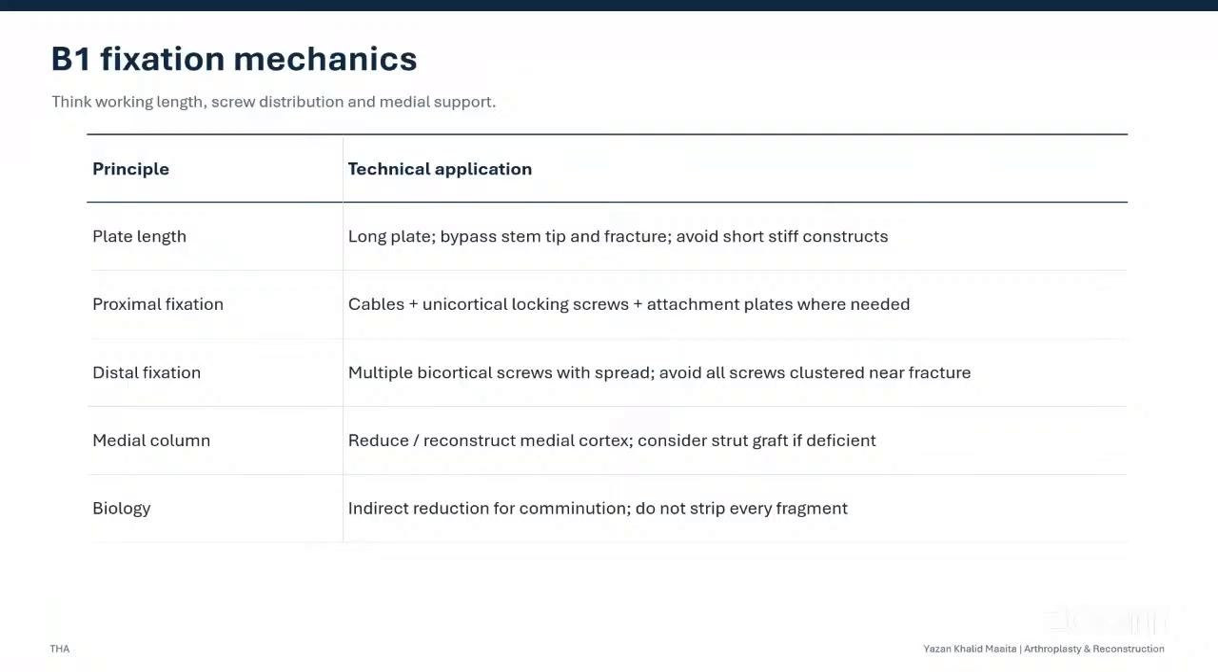The plate length, the proximal fixation, distal fixation, medial column, and biology. For the length of the plate, try to use a longer plate, bypassing the stem tip and the fracture to avoid a short stiff construct. Proximal fixation: use cable, unicortical hook plate or locking screws, attaching the plate wherever needed. Distal fixation: multiple bicortical screws with a spread, avoiding all screws near the fracture. Medial column: try to reduce it and reconstruct it. And biology: try not to disrupt every fragment.